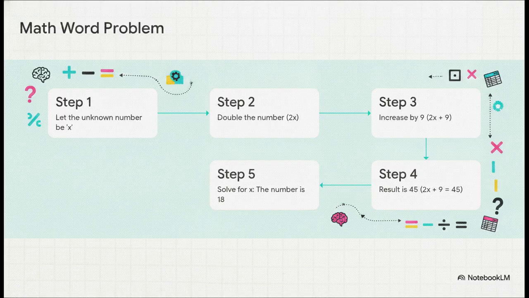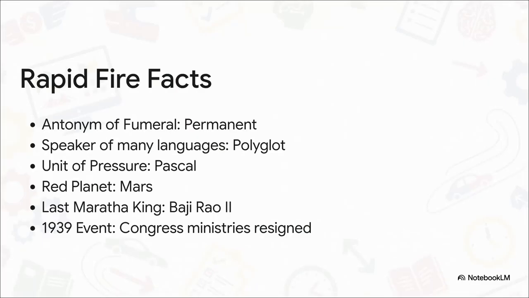Let's wrap up this section with a massive download of disparate facts you really need to have in your back pocket. Over in English, the antonym of ephemeral, which means fleeting, is permanent, and a speaker of many languages is known as a polyglot. In general science, the standard unit of pressure is the Pascal, and the red planet is, of course, Mars. Throwing in just a few more historical remnants, the last Maratha king was Baji Rao II, and a major 1939 event in the subcontinent was when the Congress ministries resigned. Every single one of these was a full mark on a recent paper.